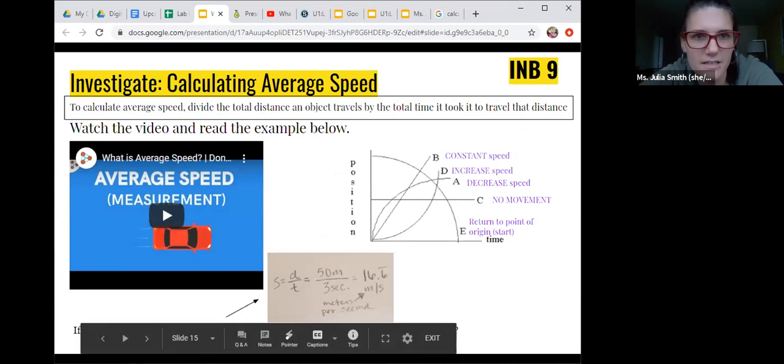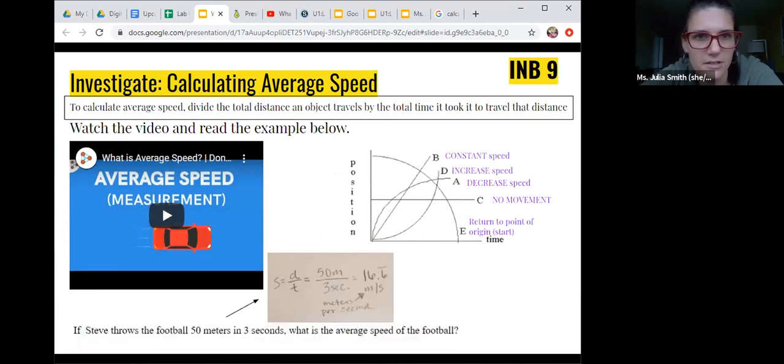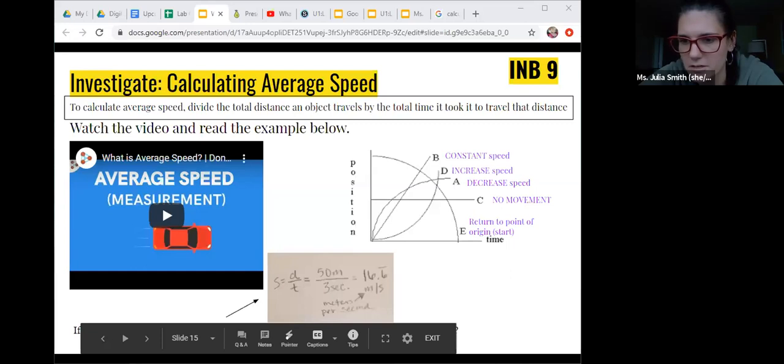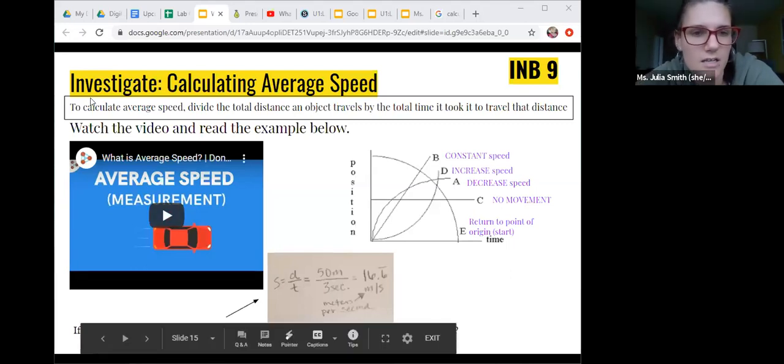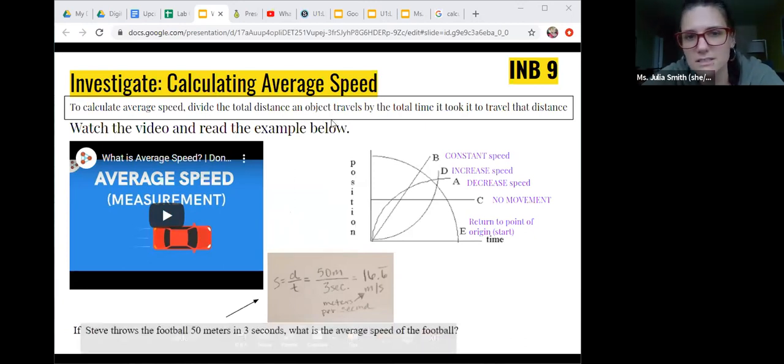I don't think I have my sound shared, so I'm going to go ahead and make sure I add my computer sound. Turn down my volume so it's not super loud. So we're going to use this video in the example to help us calculate speed today. So remember, to calculate speed, we're dividing total distance an object travels by the total time it took to travel that distance.